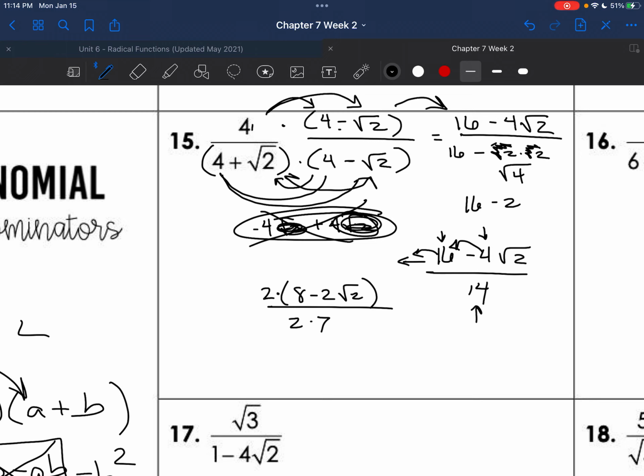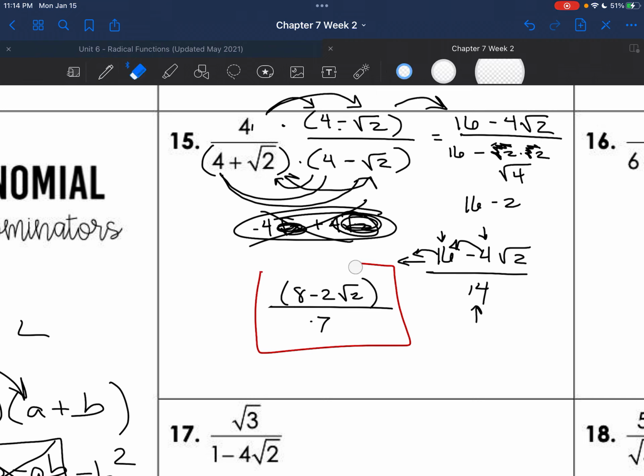So now these are attached by a multiplication. So I've got a 2 on the top, 2 on the bottom. They go away. I'm just going to erase them. Now I've got 8 minus 2 square roots of 2 over 7. That is fully simplified.